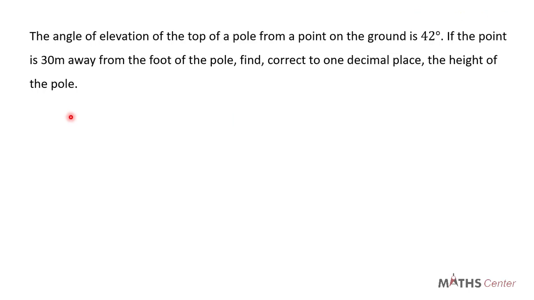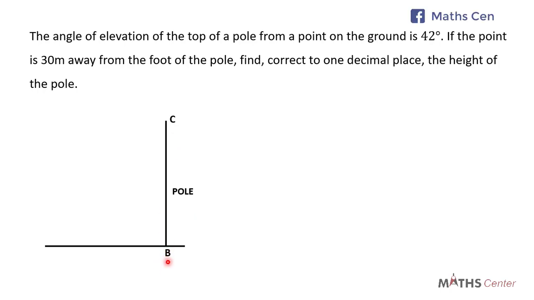So the question says that the angle of elevation of the top of a pole from a point on the ground is 42 degrees. So there is the ground and there's a pole on the ground. So let's assume that this is the ground and this is the pole on the ground. Let's call the base of the pole B and the top of the pole C.